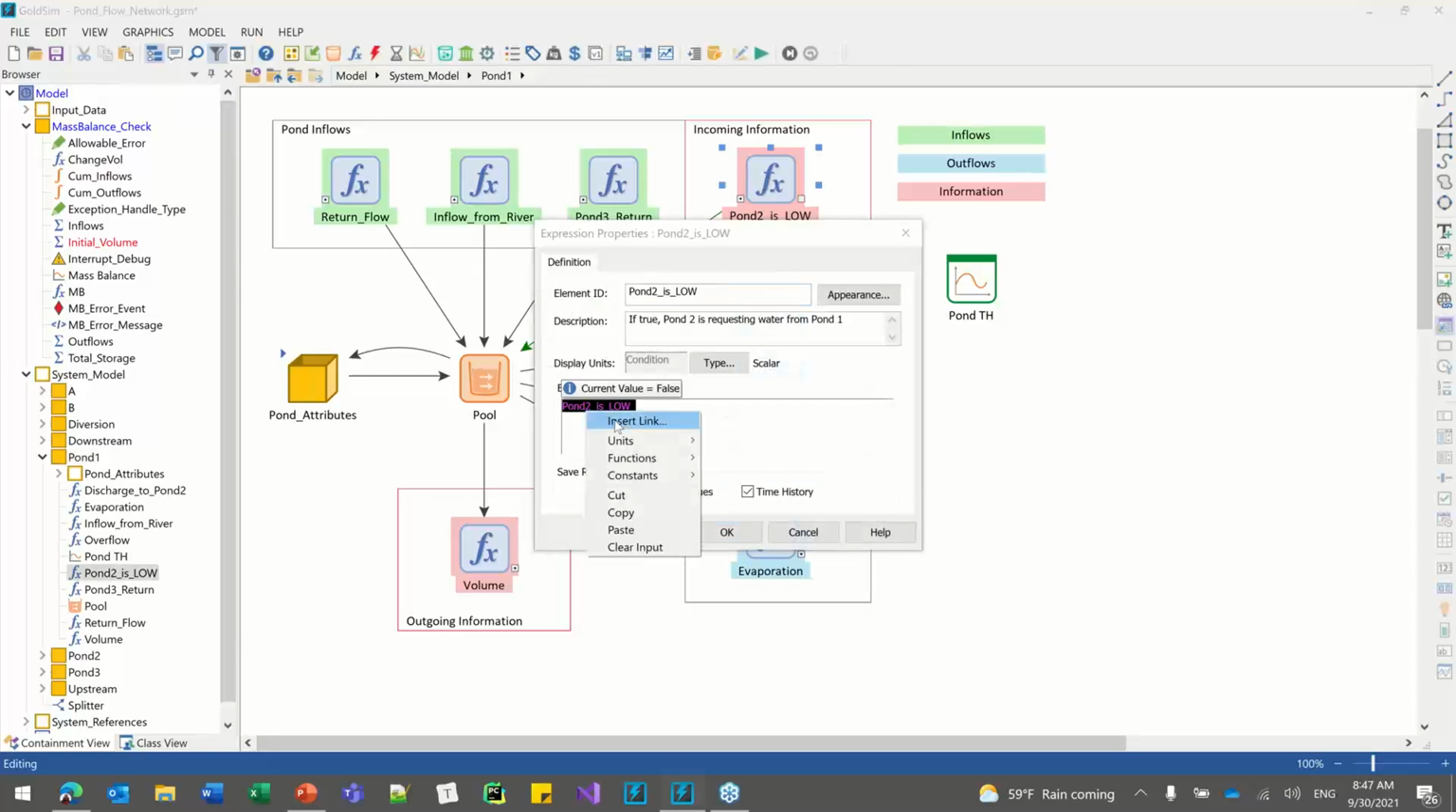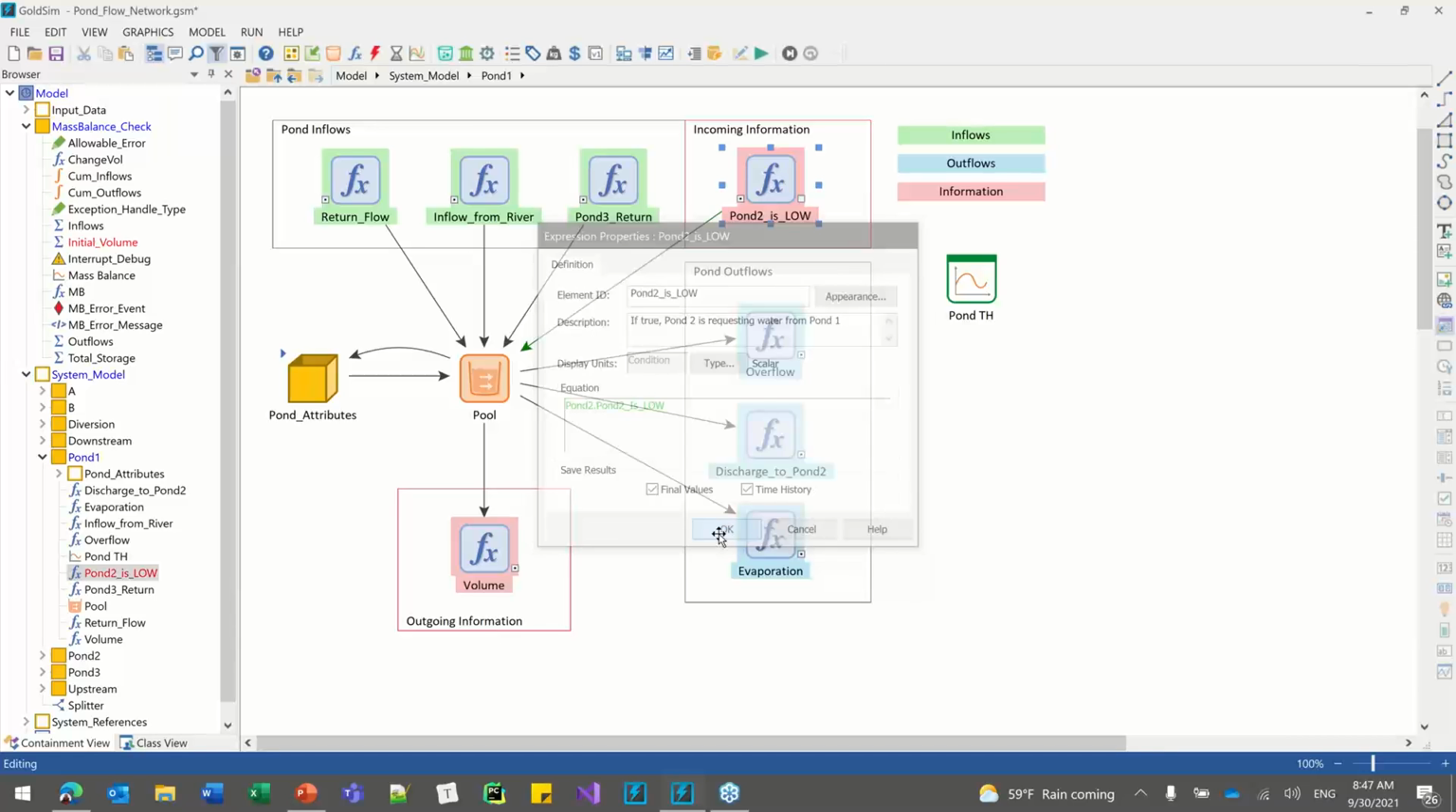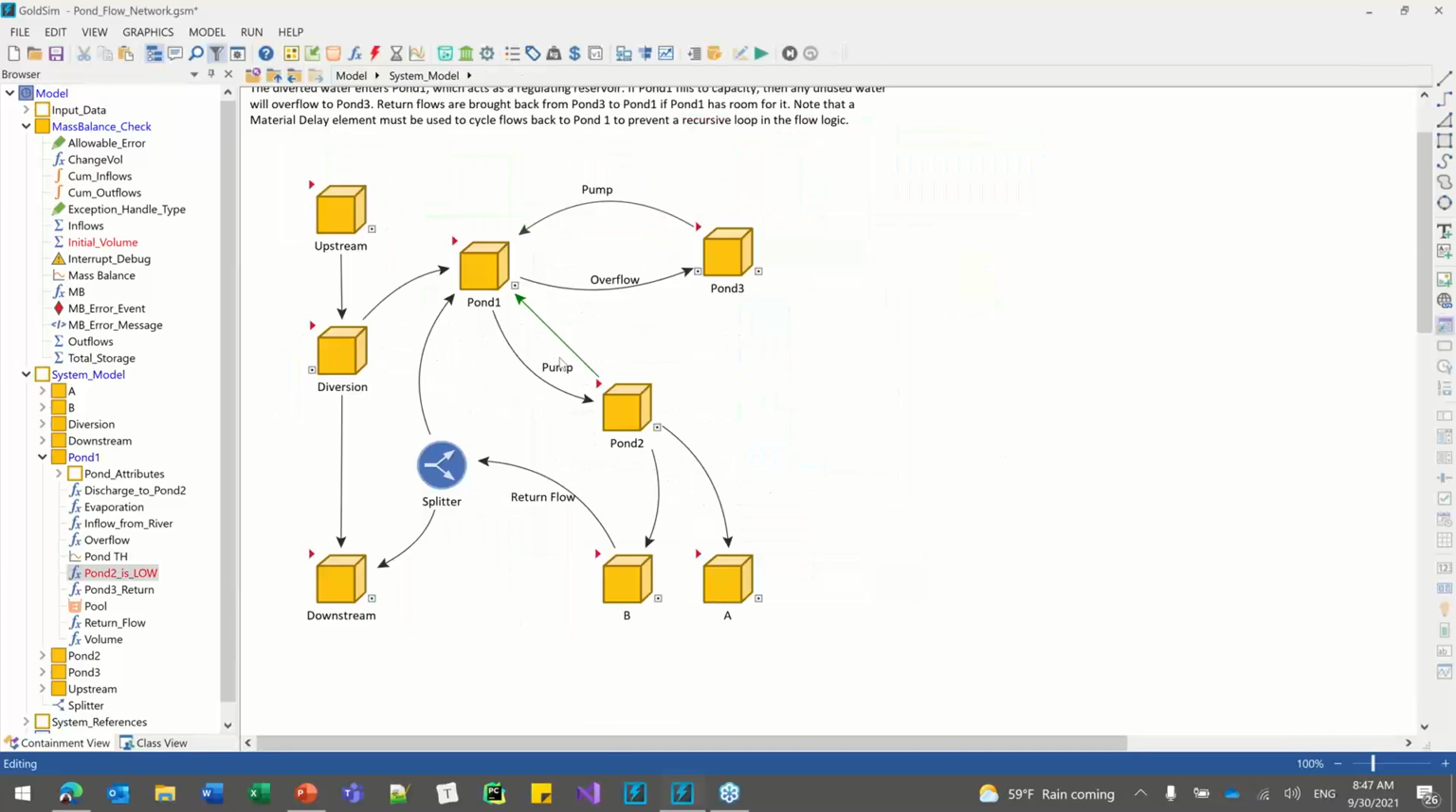I'll just change this reference to then refer to pond 2, the status element. Okay, so I just made that update. If I go up a level, you'll see there's a new line here, and it's green because it's a Boolean. It's a conditional output, not a value.